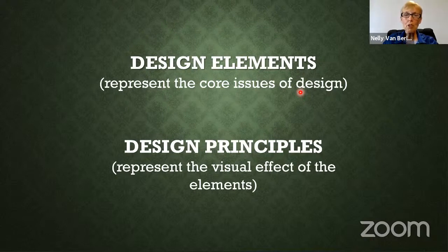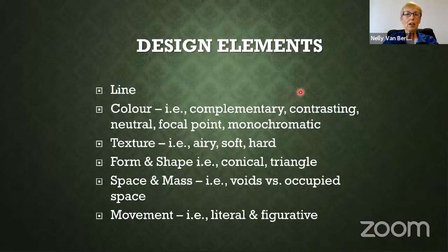So the elements themselves are line, color, and that can be complementary, contrasting, neutral, focal point, monochromatic. The texture, airy, soft, hard, and that's taking into account not just plants, but all these structures and everything. Form and shape: form is three-dimensional, so conical, versus shape, which is two-dimensional, so a triangle. And space and mass, that represents the voids versus occupied space. And movement, and that can be literal and figurative, and we're going to look at each of these more in depth.